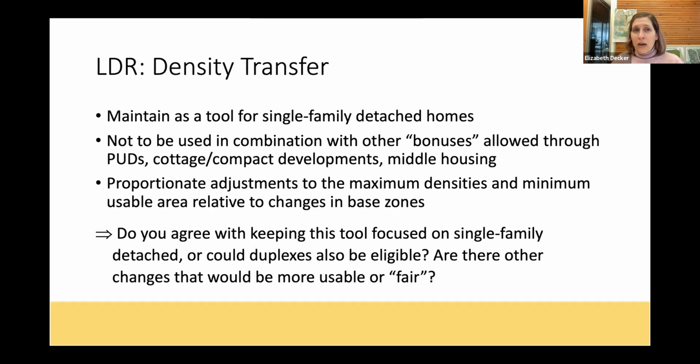We haven't seen this be highly used given all the other options that are available in the code. So just running that by you, does that seem like the right focus to keep these changes pretty modest, or is there something else that you'd like to see as an expanded density transfer provision?